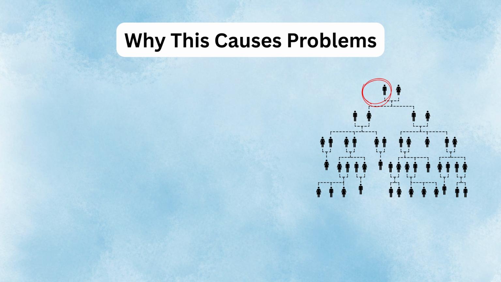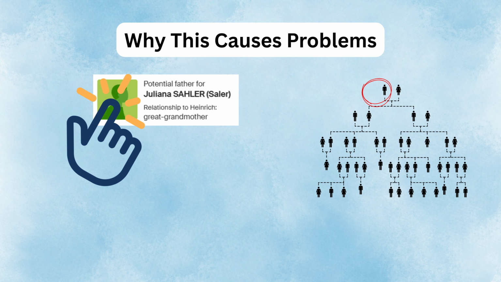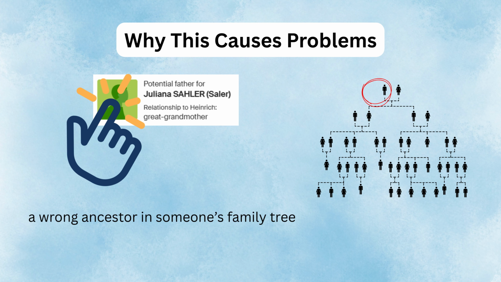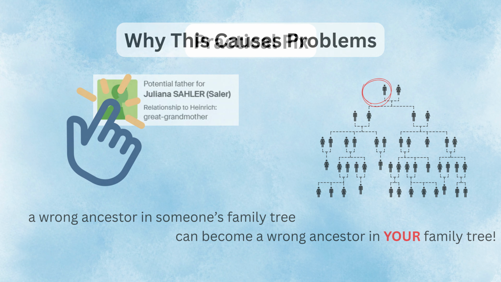Why this causes problems? Well, the problem is simple. Many people copy information from other online trees, believing them to be correct without checking them. And once a mistake appears online, it spreads like a snowball because these genealogy websites suggest them to you. Be aware, a mistake repeated 1,000 times is still a mistake.